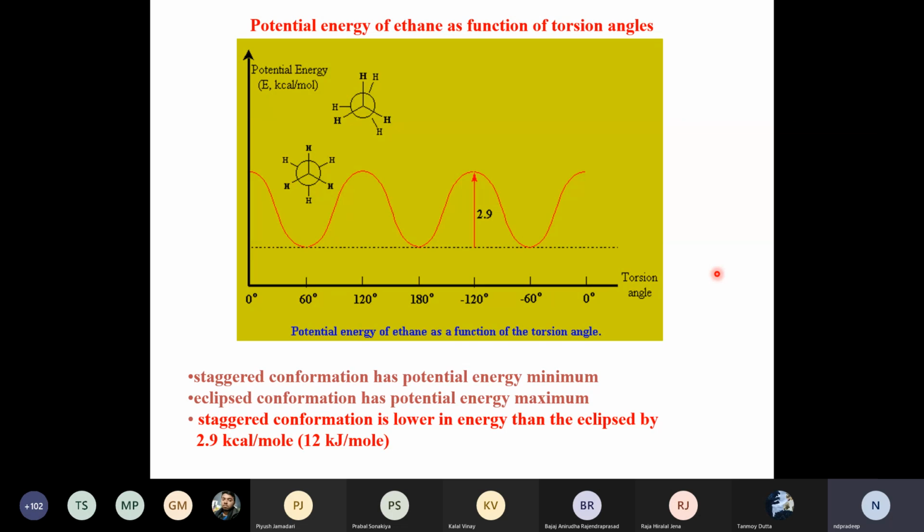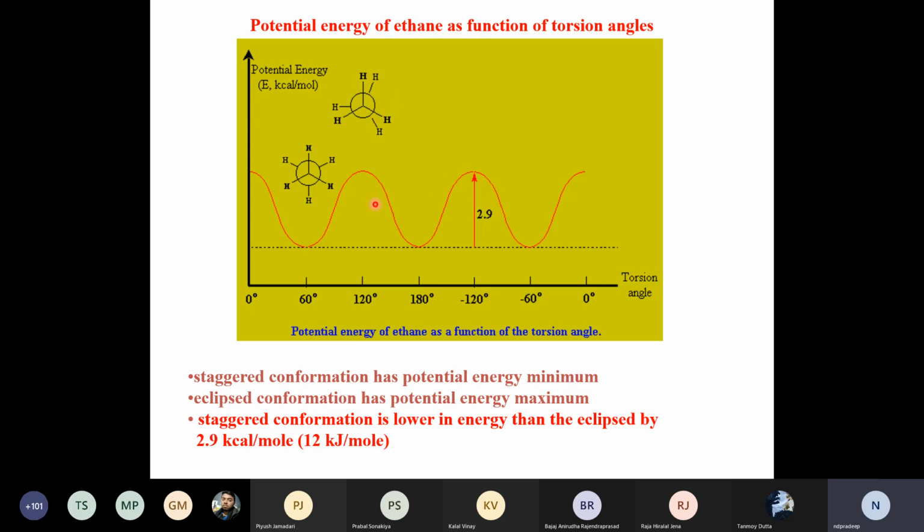Are you not hearing me? Sir, for ethane, yes, for ethane, 3 kilocalorie. Because these three hydrogens are eclipsing each other, 1 kilocalorie for each of them. This is the theoretical value, but experimentally we get a value around 2.9.